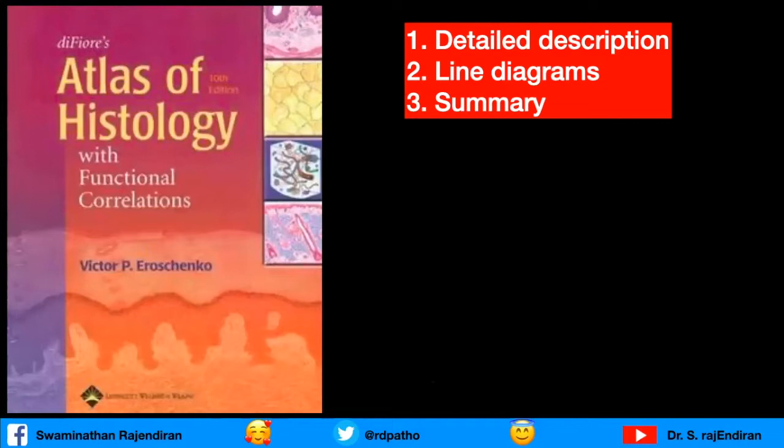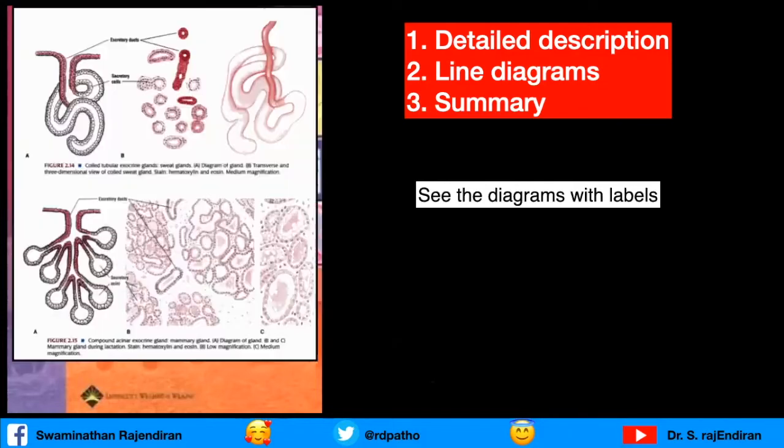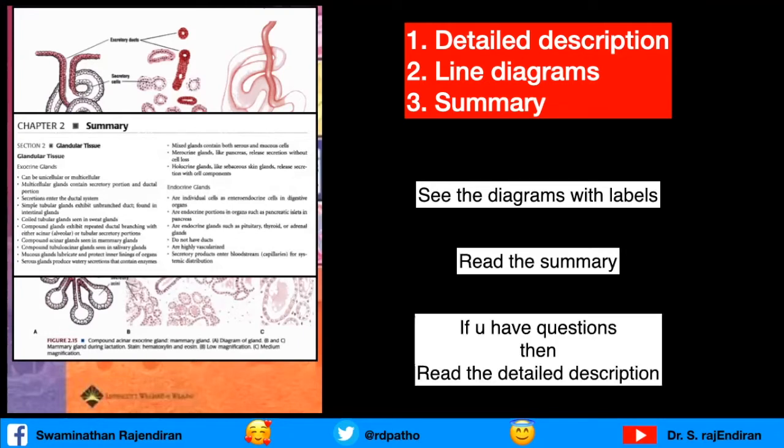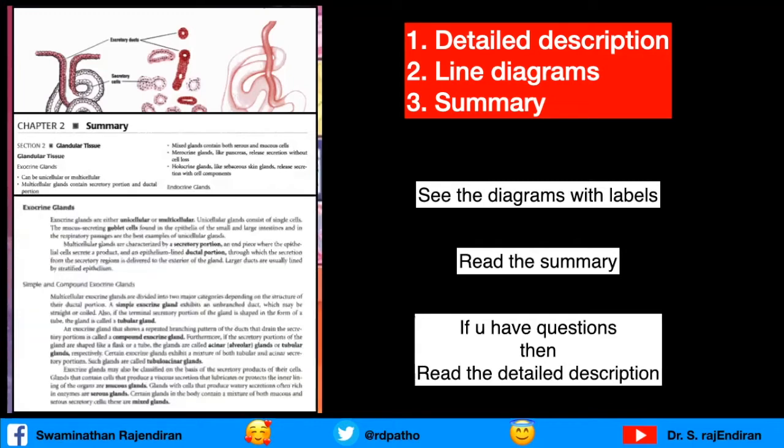The way I want to use this book: first, see the diagrams with labels. For example, these are the types of glands that are shown in the diagram, and go through the labels like excretory duct, secretory cells, like that. And then go to the summary of this chapter where they have nicely summarized. And if you have questions in the summary or are not able to follow any of the figures, then you go to the detailed description.